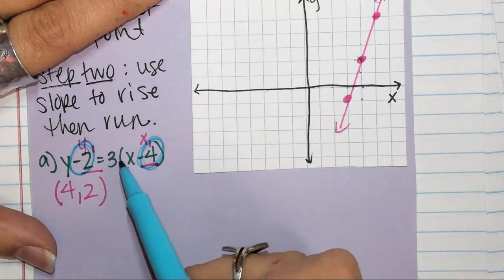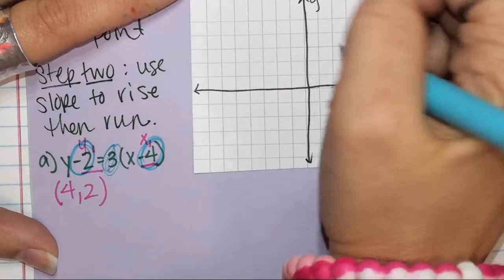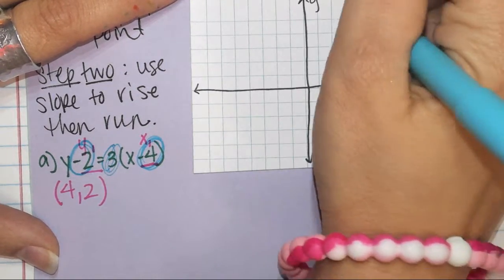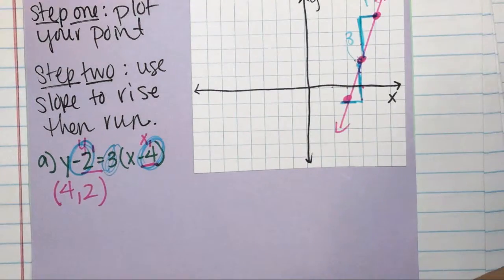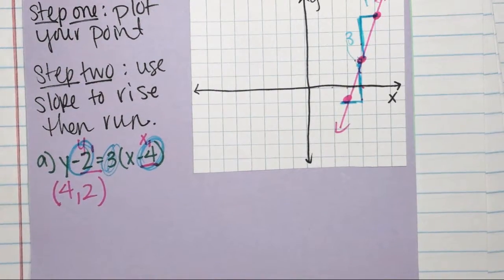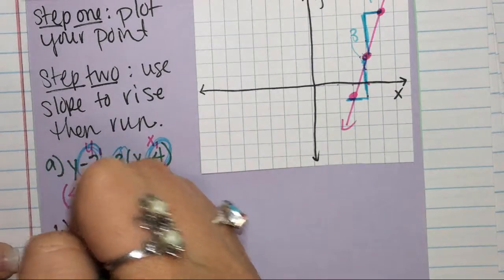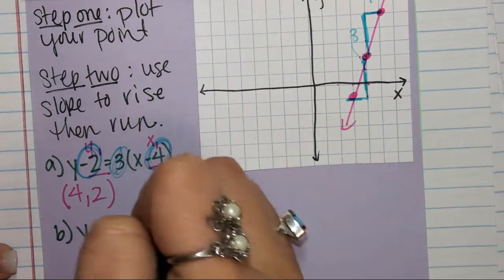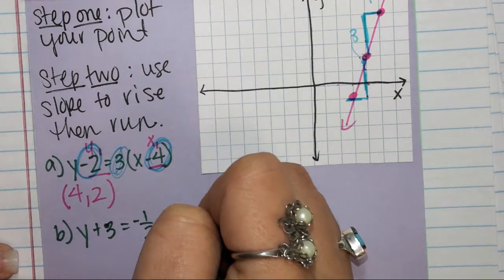And then my slope is 3. This is my slope. So you go up 3, right 1. It's your rise and then your run. So we went up 3, right 1. And we went down 3 and left 1 because we ran out of room. Let's do one more together. Alright, y plus 3 equals negative 1/2 times x plus 5.